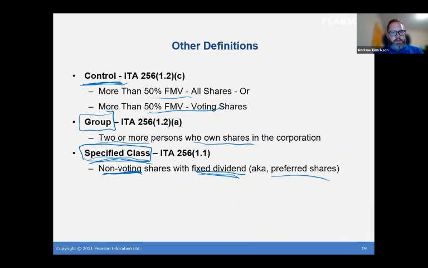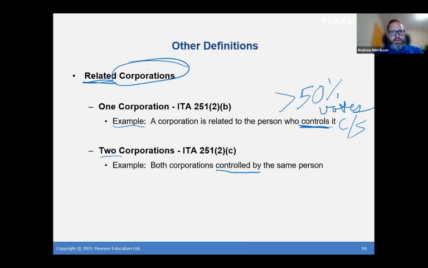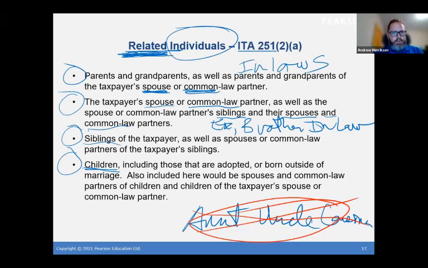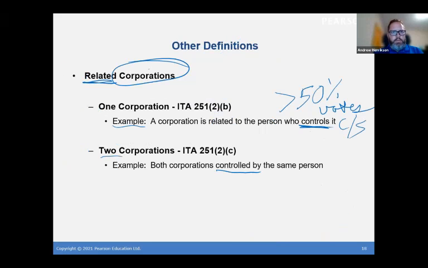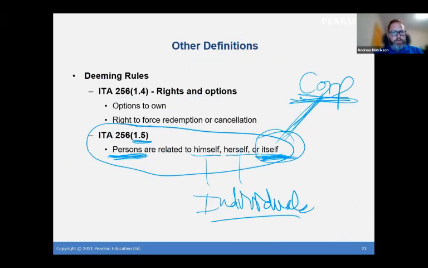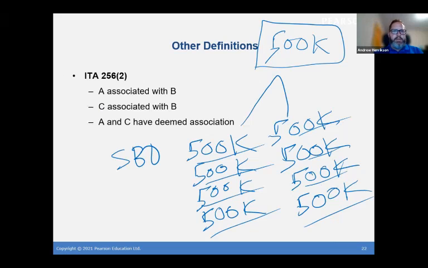Talked about groups and control. These are all these different rules. Related corporations. There was one more that I wanted to show. Here it is. So it looks like I scribbled all over this slide, but I didn't say what it was about. So we're about to come to that. So there's one more, 256.2.